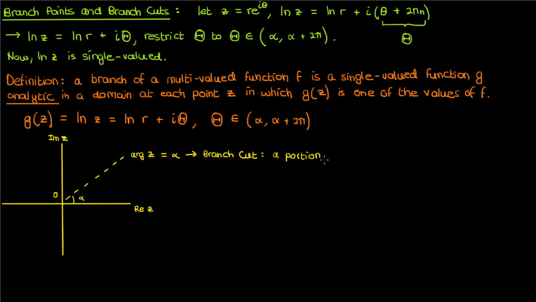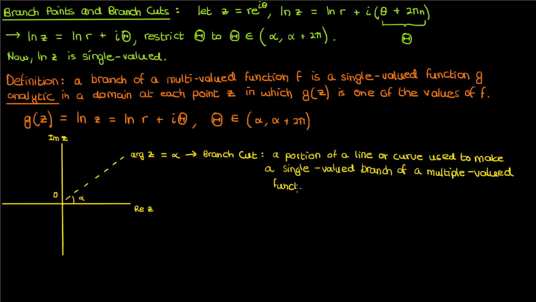It's a portion of a line or curve used to create a boundary that makes a multiple valued function into a single valued function. In this case, the imaginary part of our ln function can go from alpha to alpha plus 2 pi, not inclusive, but it cannot cross this branch cut and go to alpha plus 3 pi, for instance. This branch cut restricts our function and makes it only single valued.